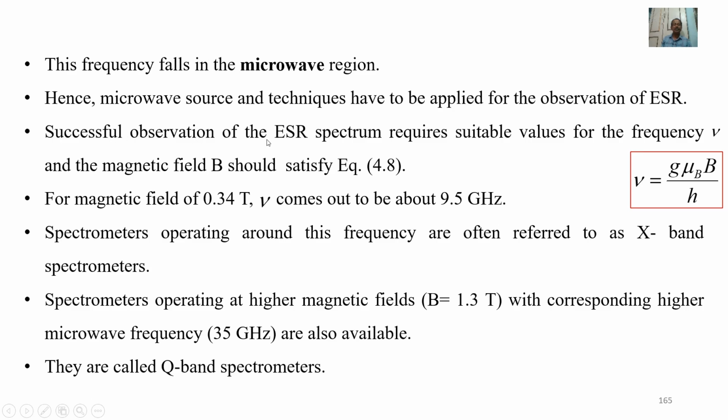Successful observation of the ESR spectrum requires suitable values for the frequency nu and the magnetic field B, which should satisfy equation 4.8 as given by this expression. For a magnetic field of 0.34 Tesla, the frequency comes out to be about 9.5 gigahertz. Spectrometers operating around this frequency are often referred to as X-band spectrometers. Spectrometers operating at higher magnetic fields, B equals 1.3 Tesla, with correspondingly higher microwave frequency, that is 35 gigahertz, are also available, and they are called Q-band spectrometers.